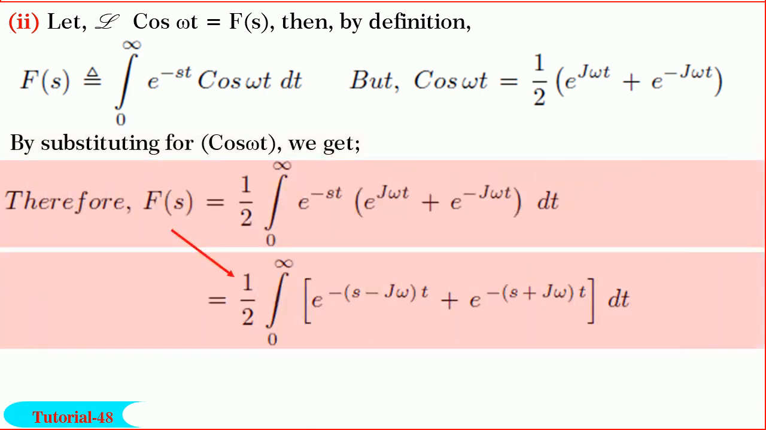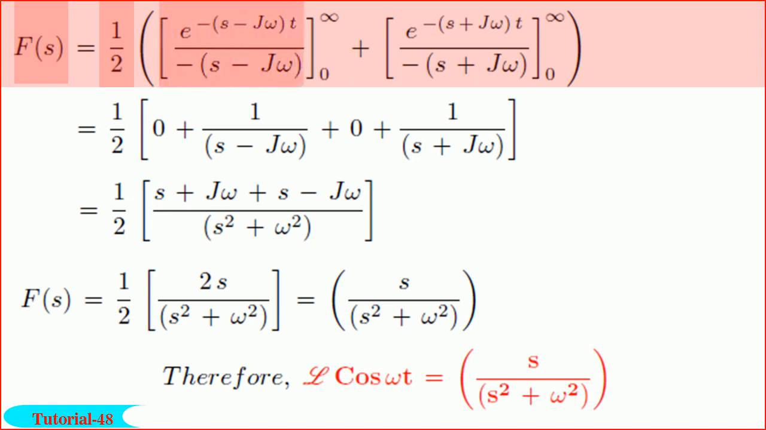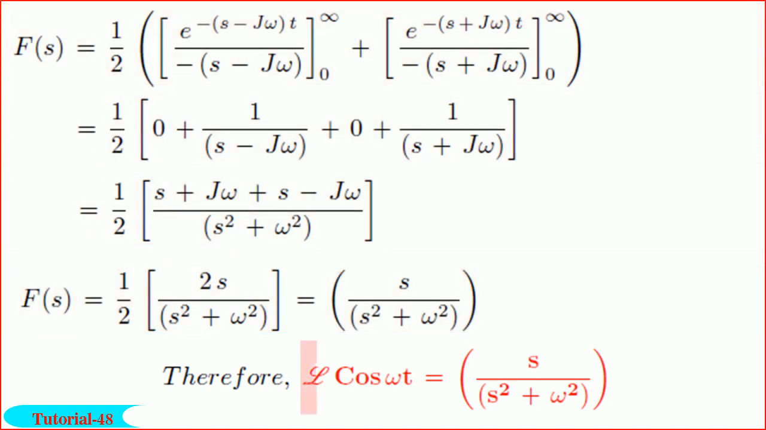By rearranging and solving, we get F(s) is equal to 1 divided by 2 into e to the power of minus (s minus j omega) t divided by minus (s minus j omega), limits from 0 to infinity, plus e to the power of minus (s plus j omega) t divided by minus (s plus j omega), limits 0 to infinity. By putting the limits and solving, we get F(s) is equal to s divided by s square plus omega square. Therefore, the Laplace transform of cos omega t is equal to s divided by s square plus omega square.